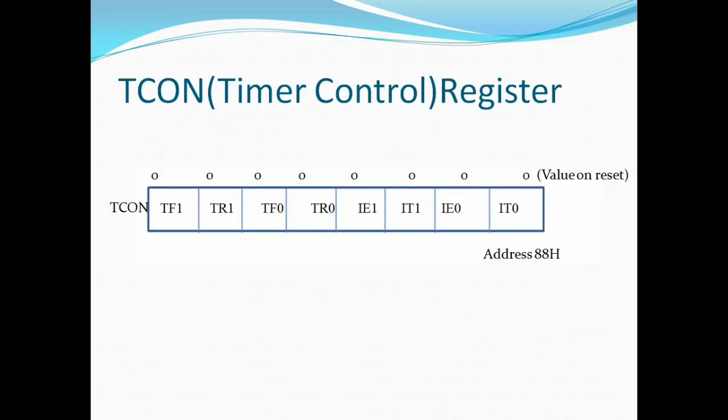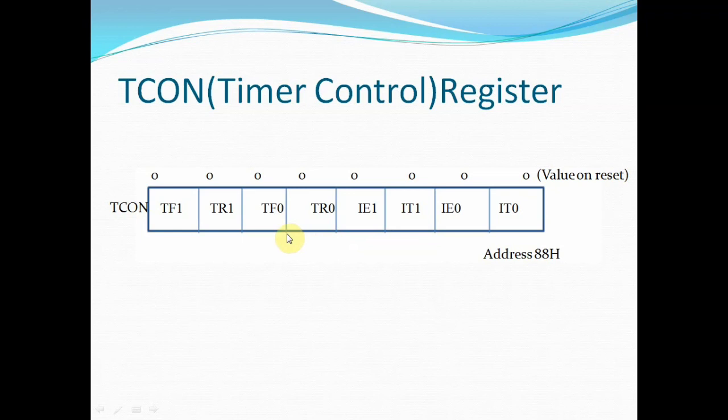The second important register related to this is TCON, or timer control register. TCON is again an 8-bit register, but here we are only dealing with the upper 4 bits, that is TF1, TR1, TF0 and TR0. TF1 stands for the overflow flag for timer 1. TR1 is a very important bit, it is the timer run bit to start and stop the timer. TF0 is again the overflow bit for timer 0, and TR0 is again the timer run bit for timer 0.